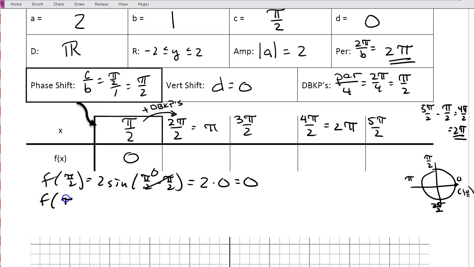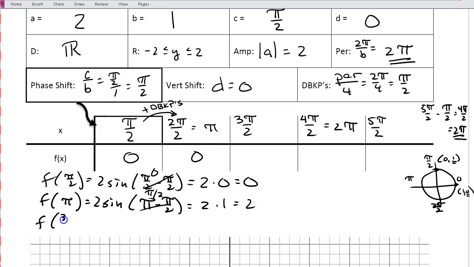F of pi, so that's going to be 2 sine of pi minus pi over 2. So that's 2 pi over 2 minus 1 pi over 2. So that's pi over 2. So that's 2 times sine of pi over 2. We're up at the top. So that's 0, 1. The y-coordinate is 1. So 2 times 1, which is 2.